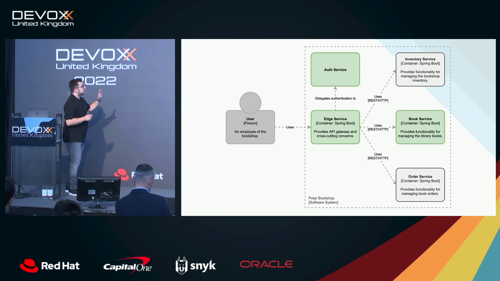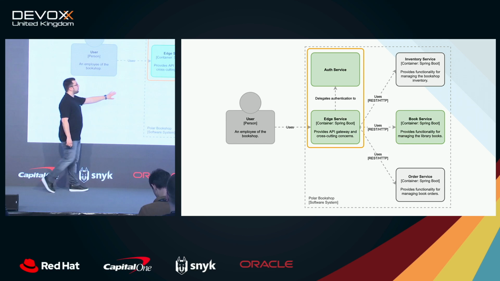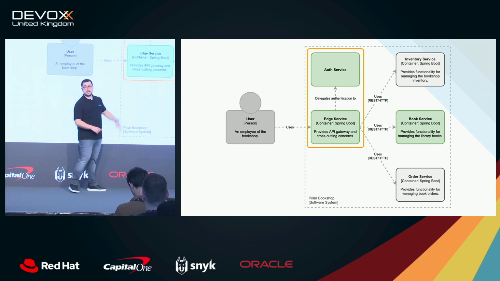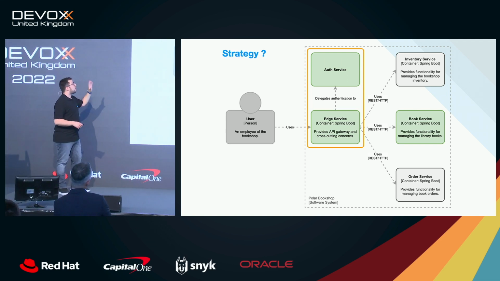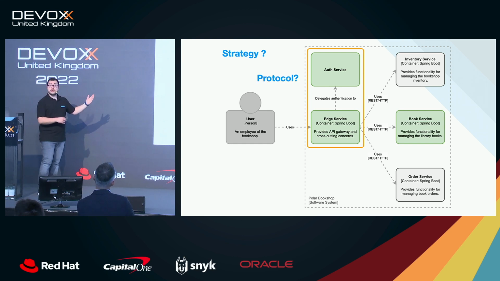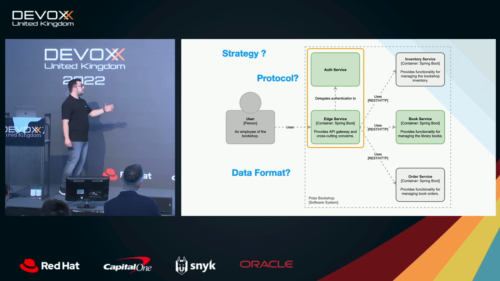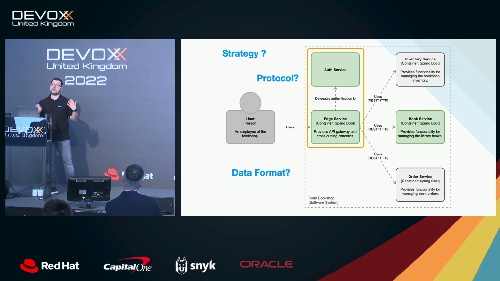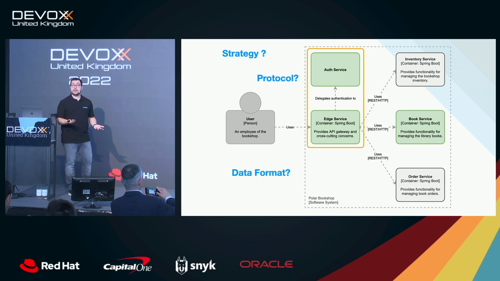But the problem we are trying to solve here is at that part here, edge service, we want to delegate the authentication to an external service, whatever that is, but we need to consider which strategy to use, hopefully a standard strategy, which protocol to use in order to delegate authentication to this external service, and then the data format to exchange the information about the login event. So the user authenticates successfully. How can I let edge service know about that?